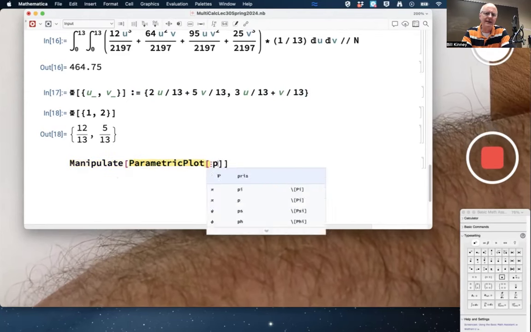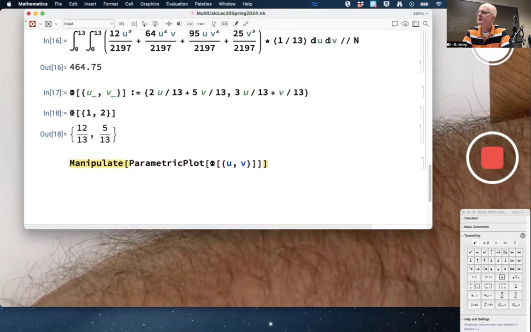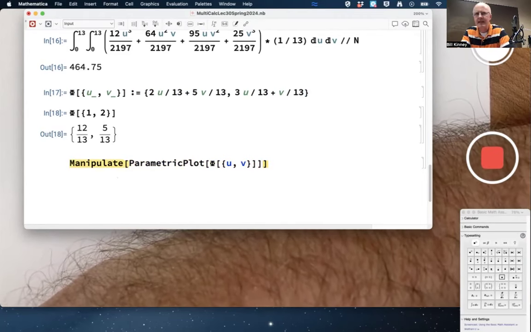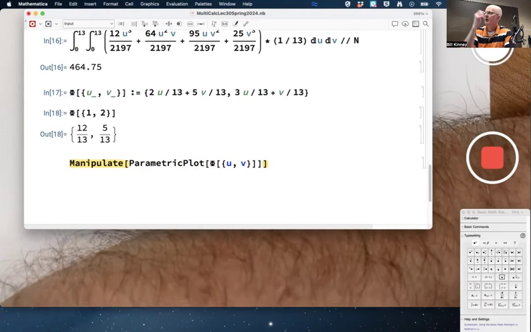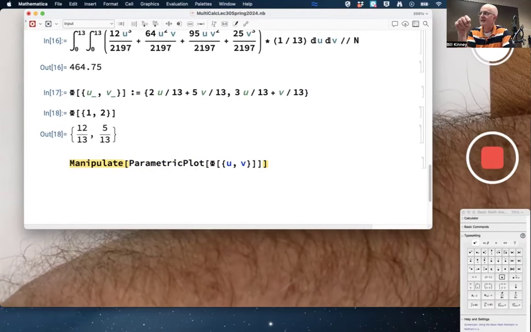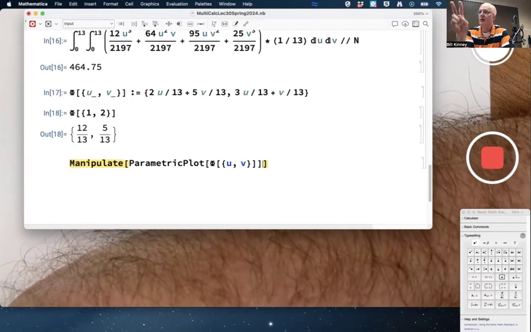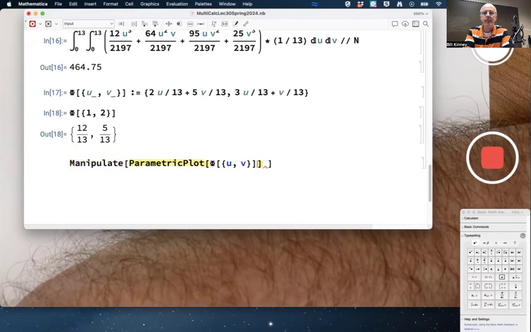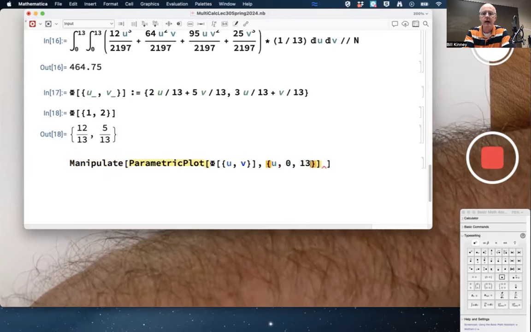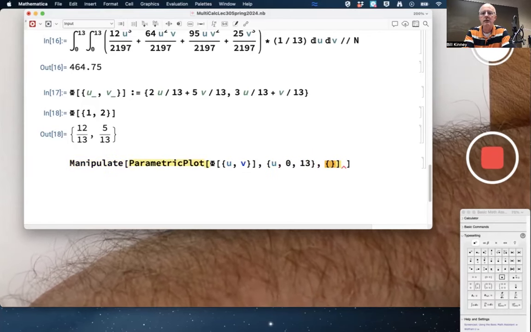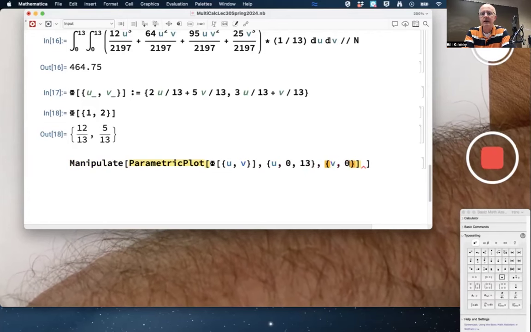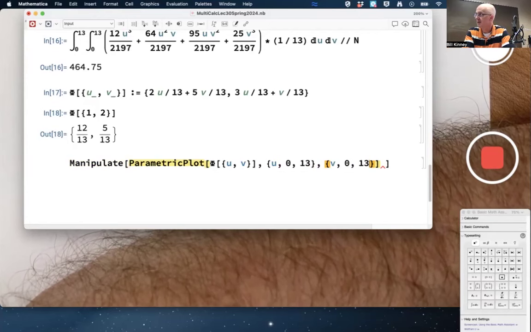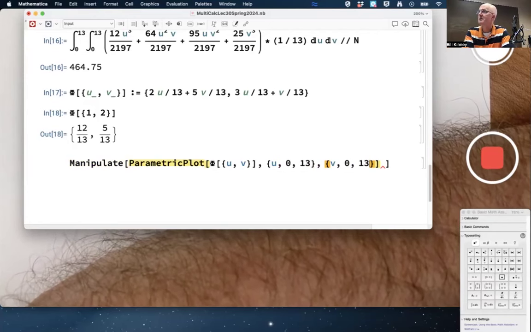ParametricPlot will plot parametric functions of more than one variable. We've always used it for functions of t, time, to represent parametric curves. But in these last 2 weeks, it's going to be useful to use ParametricPlot with 2 parameters, often called u and v, like we're doing here. And see how, in this case, the square going from 0 to 13 gets transformed.